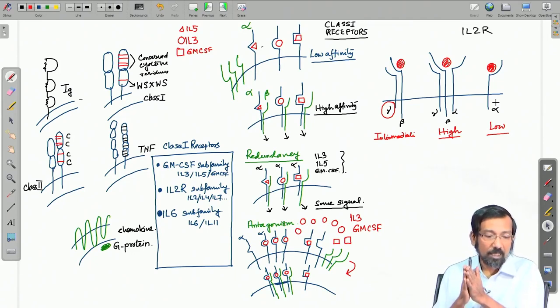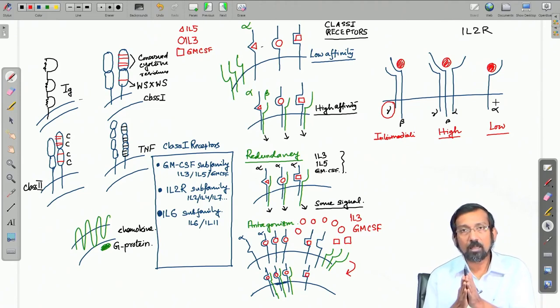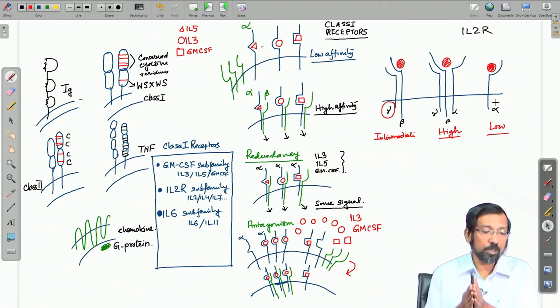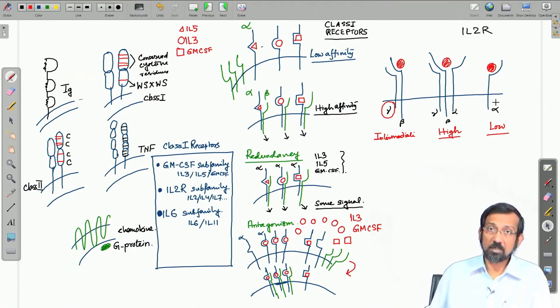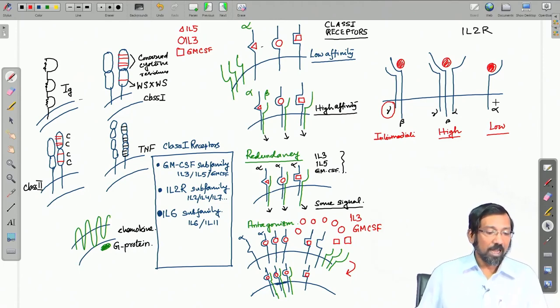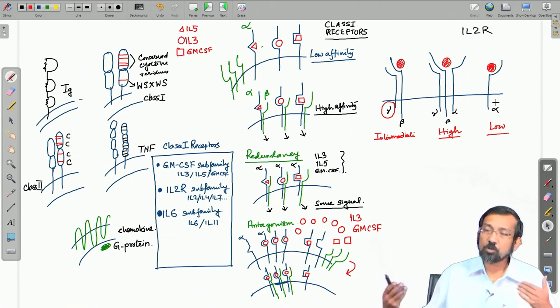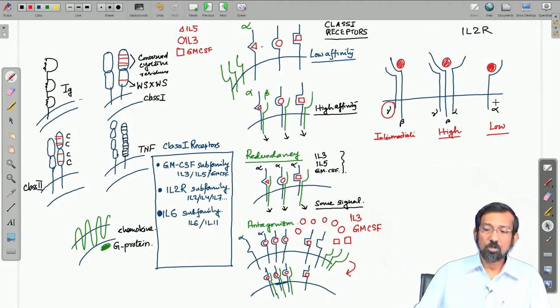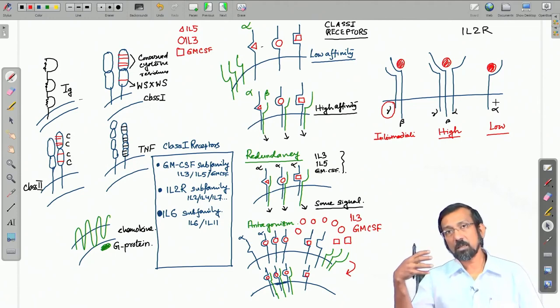and that ensures that only when there is an antigen binding to, for example, the T cells, the CD4 plus and the CD8 plus T cells, only when there is an antigen activation do these CD4 and CD8 cells express the high affinity receptors. So, the high affinity IL-2Rs are not expressed under normal conditions. That is why you have three different receptor subunits, the alpha, the beta and the gamma.